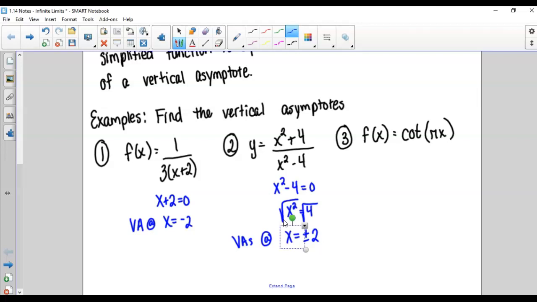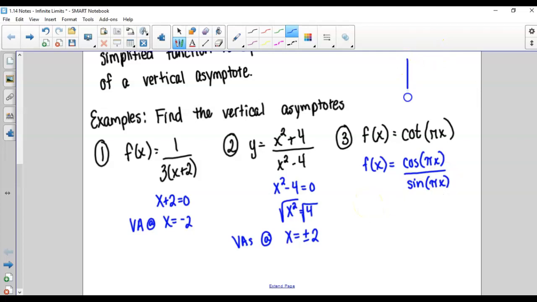For number 3, this is a little bit like the problem that Hannah asked about from last night. You've got cotangent of pi times x. So any trig function besides a sine or cosine is going to have discontinuities. I always think of it like this. This is cotangent, so it is going to be cosine of pi x over sine of pi x.